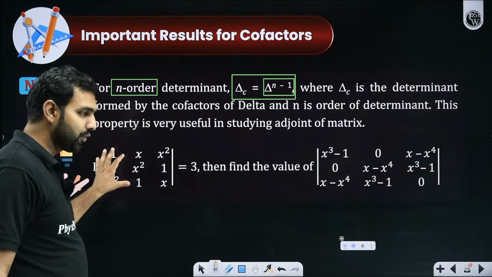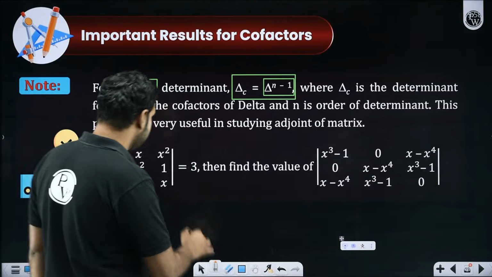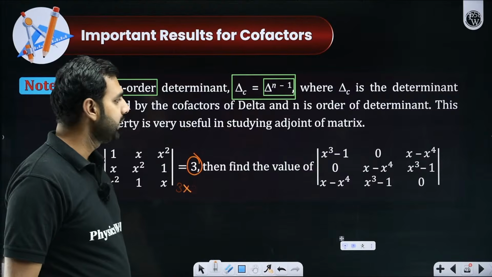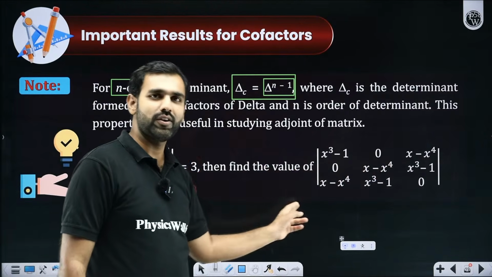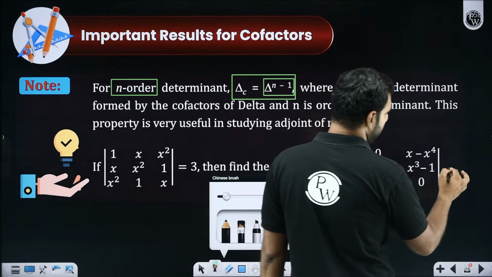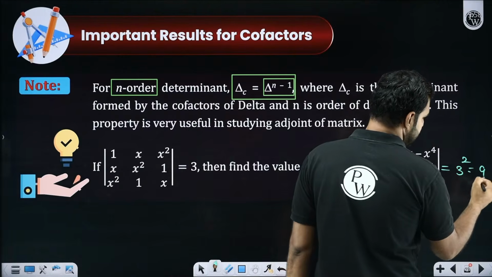Sir, this is a matrix. This matrix is the cofactor of it. So if this is a 3 by 3 matrix, its determinant is 3. Its cofactor matrix determinant will be, I hope we have just discovered a property, 3 to the power 3 minus 1, which is 2, which means 9.